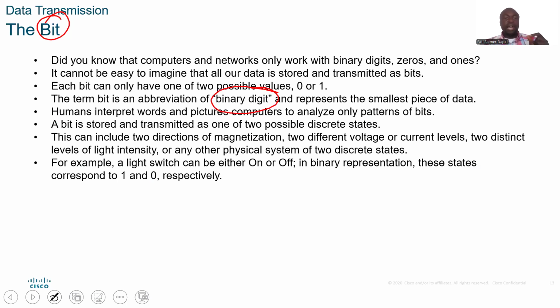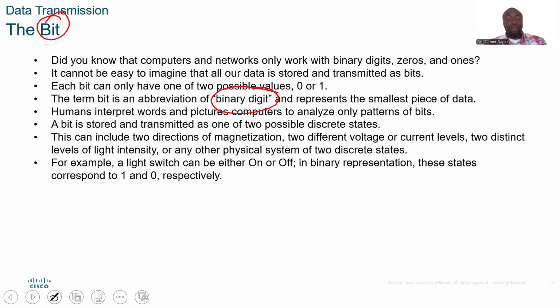So do you know that computers and networks only work with binary digits, zeros and ones? It can easily be imagined that all our data is stored and transmitted in bits, whether numbers, alphabets, pictures, sound, videos, all of it. Each bit can only have one of two possible values, 0 or 1. The term bit is an abbreviation of binary digit, and represents the smallest piece of data. So how did they come across this binary digit? If you say binary, it picks the B of binary and picks the last two letters of digit. That's how it formed bit.